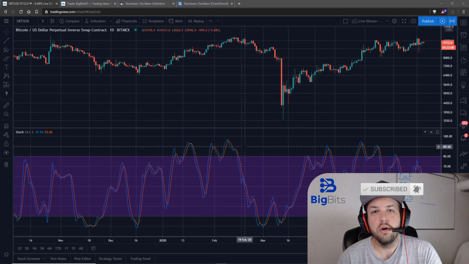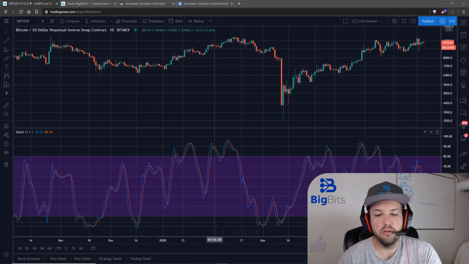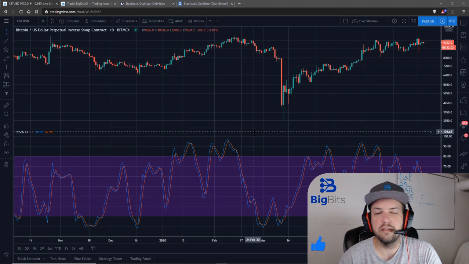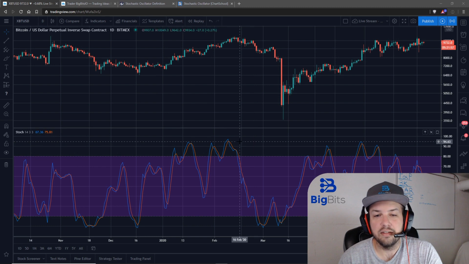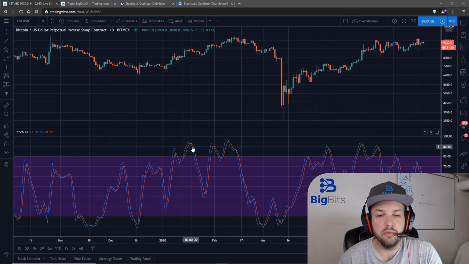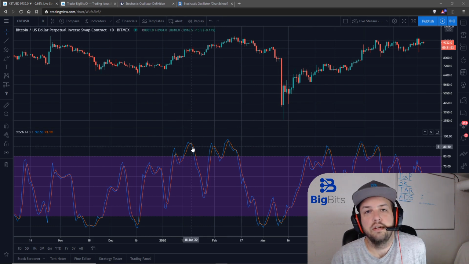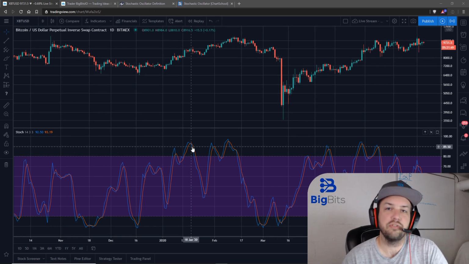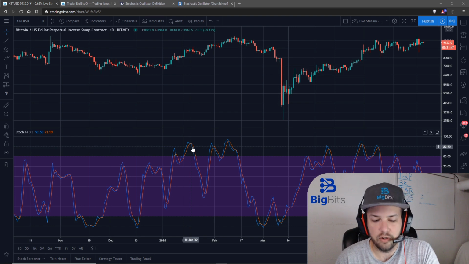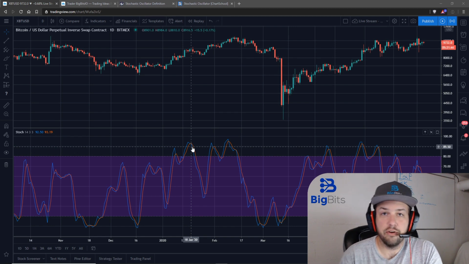Okay, so the stochastic, first of all, is an oscillating indicator. It is bound between 0 and 100. It's pretty similar to the RSI in the fact that it is an oscillator and its value is plotted relative to the price in the recent trading history for the particular security that you're looking at on TradingView.